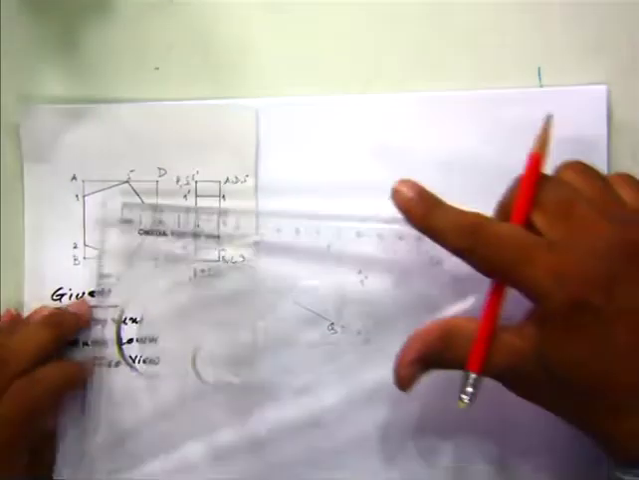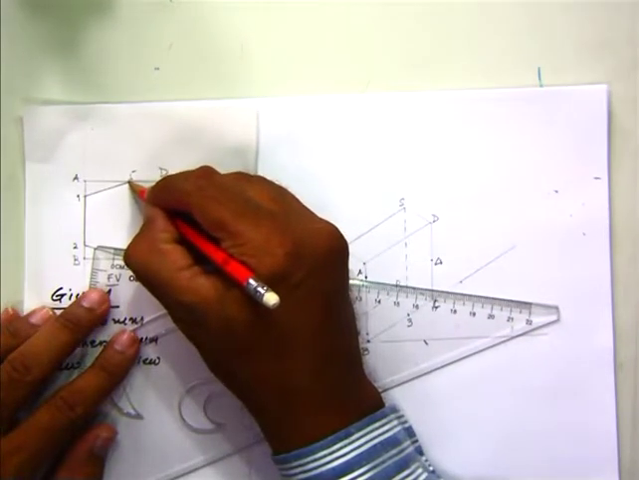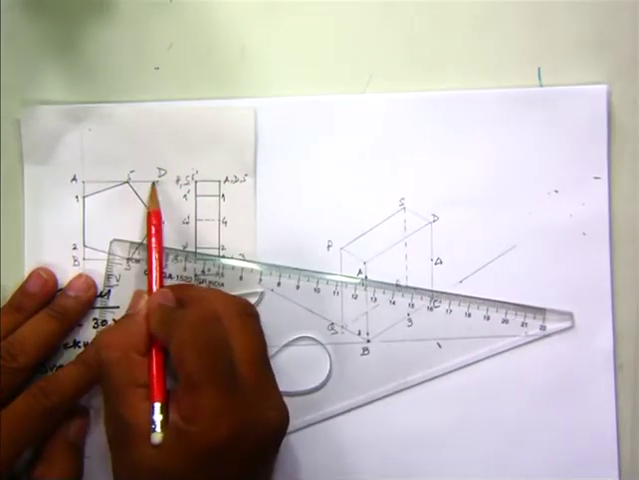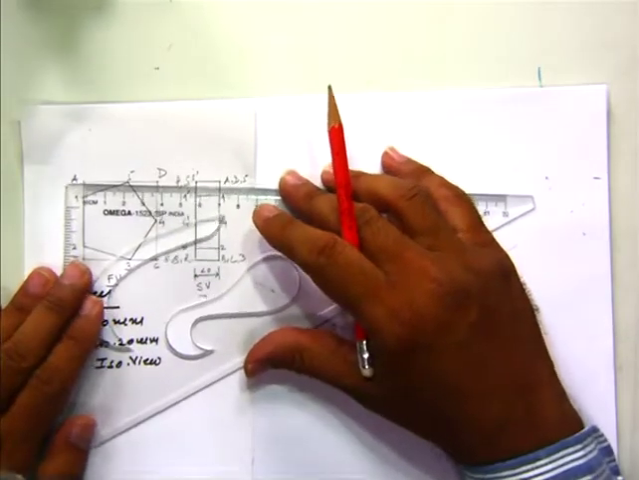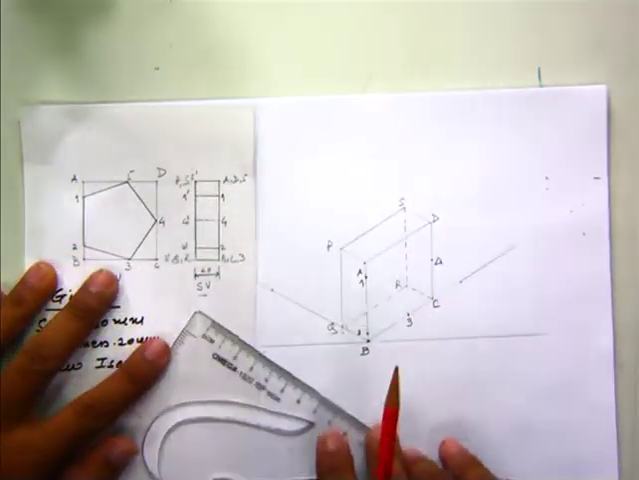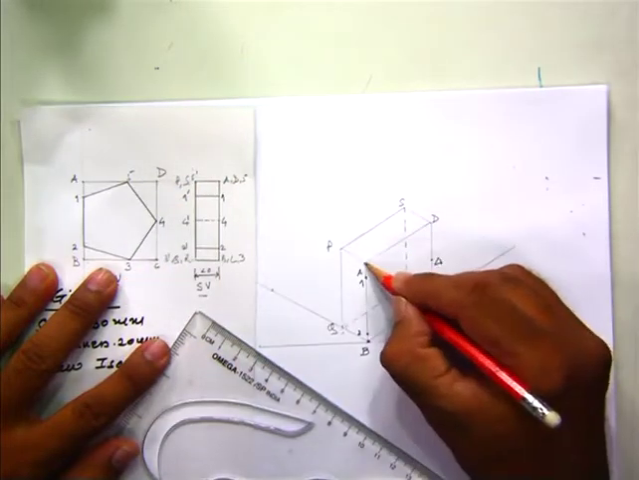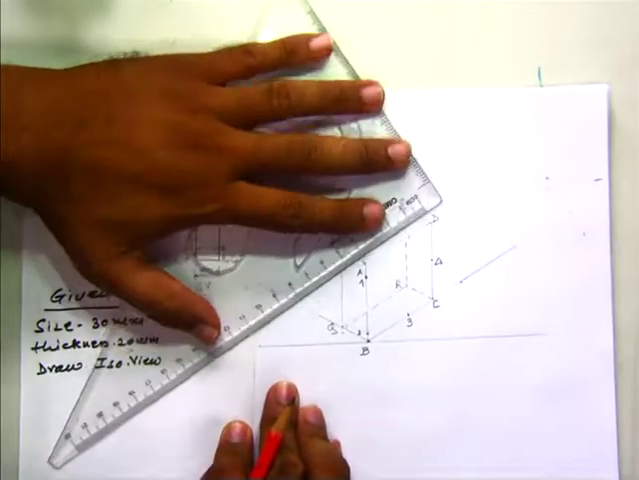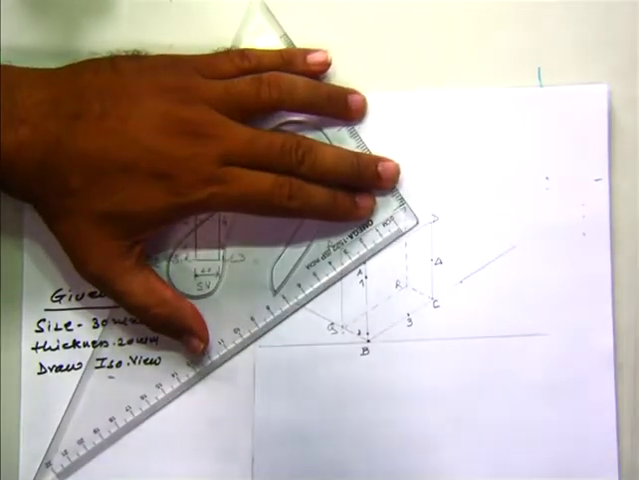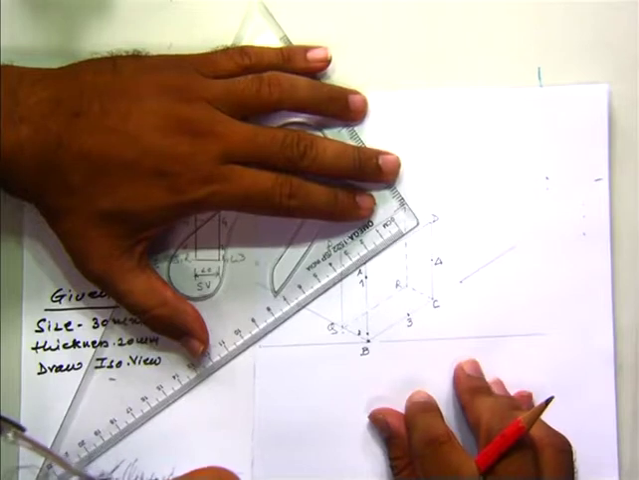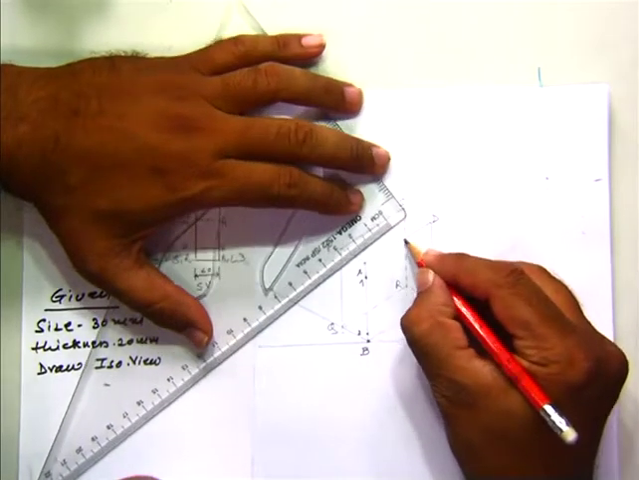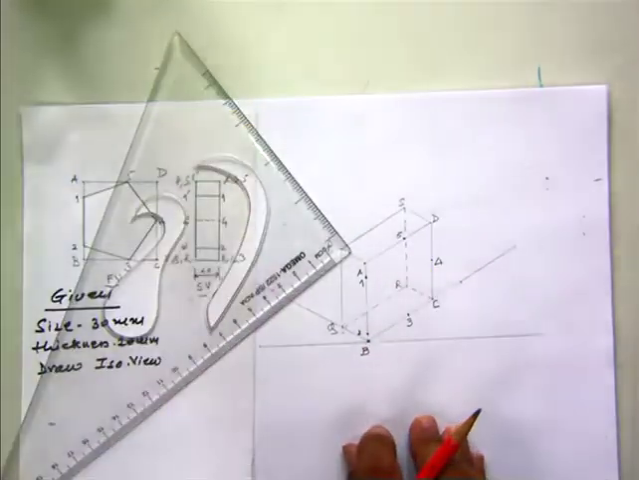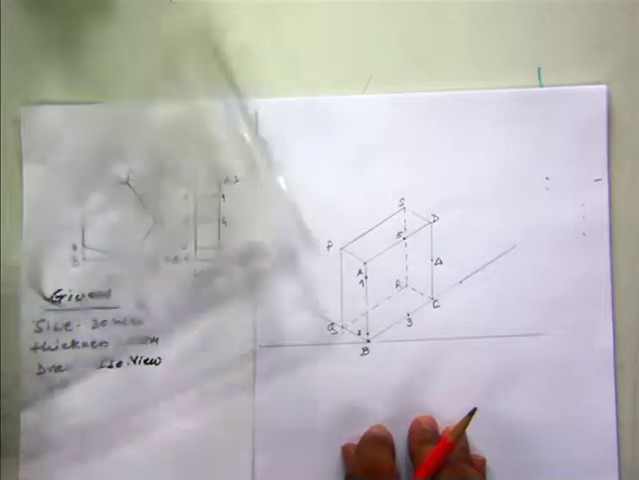Similarly, find out the position of point 5 on AD. The same distance from A, you mark on AD and fix the position of point 5. This is the position of point 5.